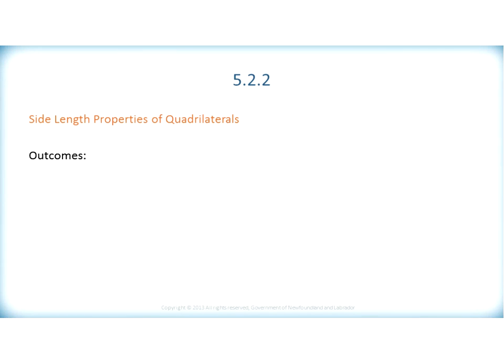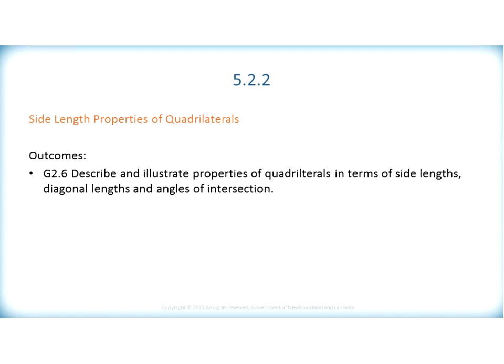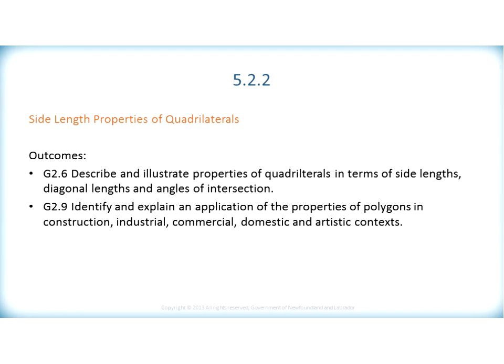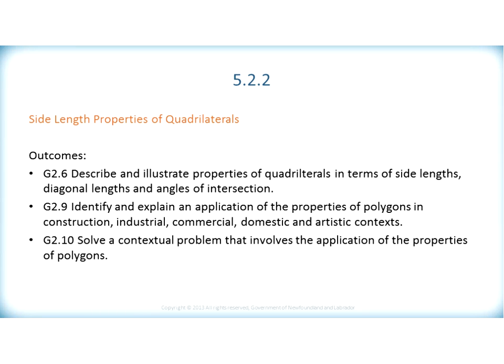The outcomes we're going to cover are: describe and illustrate properties of quadrilaterals in terms of side lengths, diagonal lengths, and angles of intersection. Identify and explain an application of the properties of polygons in construction, industrial, commercial, domestic, and artistic contexts. And solve a contextual problem that involves the application of the properties of polygons.